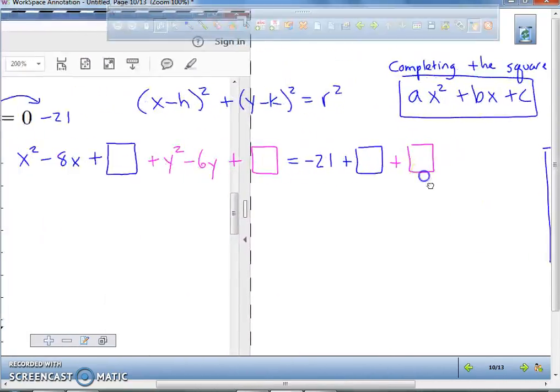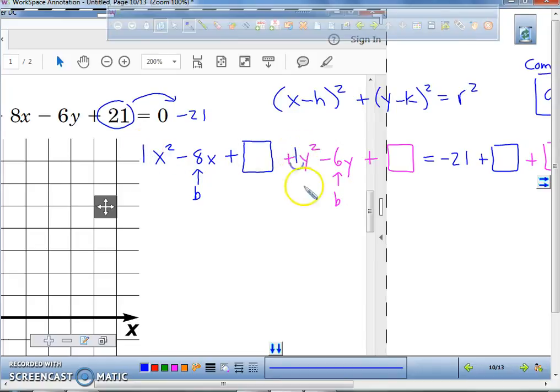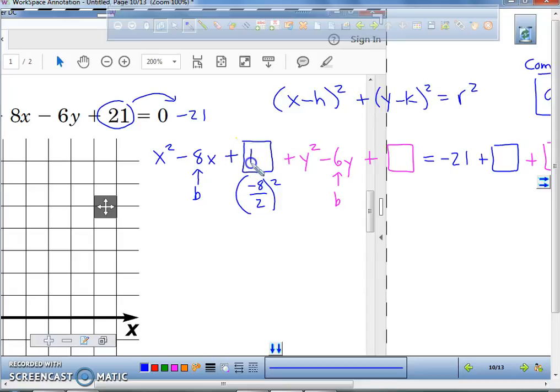I'm going to scroll over here and label the B here, and label the B here, because notice, the A value is a 1 on both of those. So what is half of negative 8? If I take negative 8 divided by 2, I get negative 4, and I have to square it. So negative 4 squared is a 16.